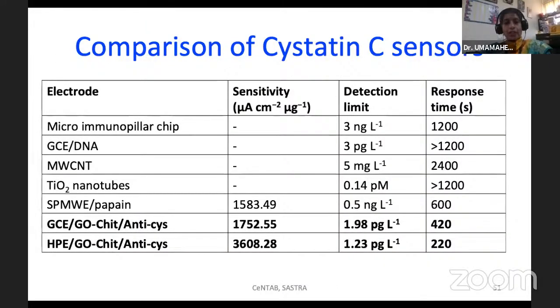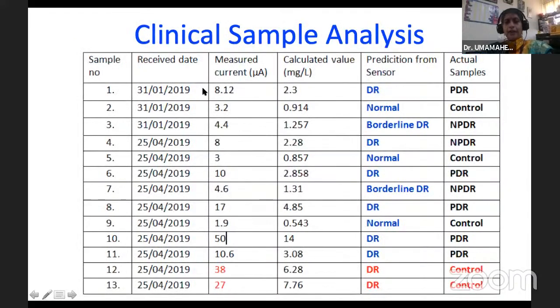So what we actually did, these are our paper electrode and the glassy carbon electrode. So we are getting close to 1.2 picogram per liter sensitivity. We also did some clinical sample analysis of real patient blood samples. These were obtained from our clinical collaborators. This is a small cohort. I've got 13 samples from them.